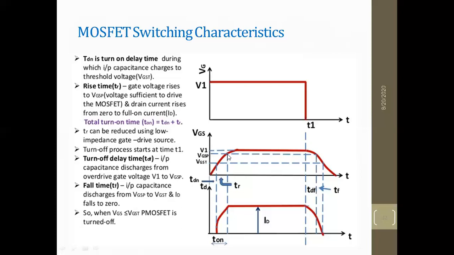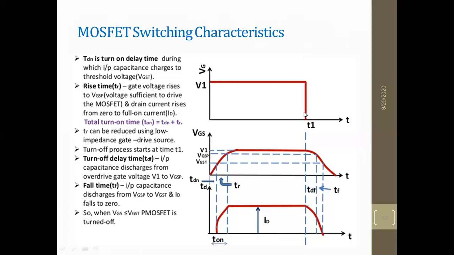Therefore, the total turn on time period is the addition of the total time periods of the delay time, turn on delay time, and also the rise time. Therefore, the turn off process starts at the T1 period under this condition.